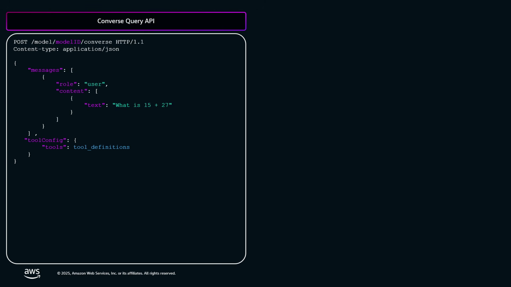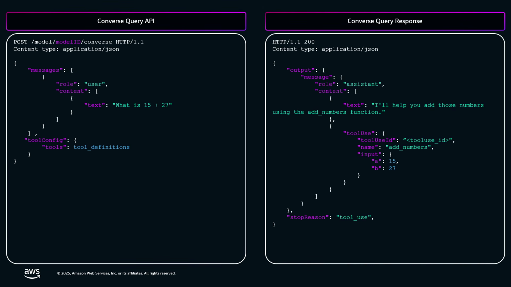So if we look at taking our tool definition and inputting it into the Converse Query API, here's an example. We go ahead and we say, here's a message from our user. What is 15 plus 27? But you'll see at the very bottom of the JSON structure, here's where we add in the list of tool definitions. So we're just going to substitute what we saw from the last slide right there under the tool config tools object in that JSON structure.